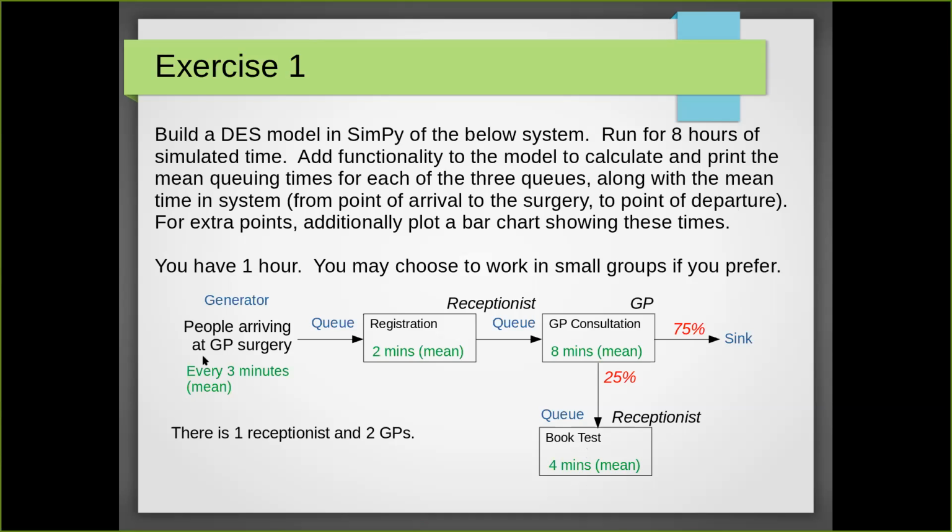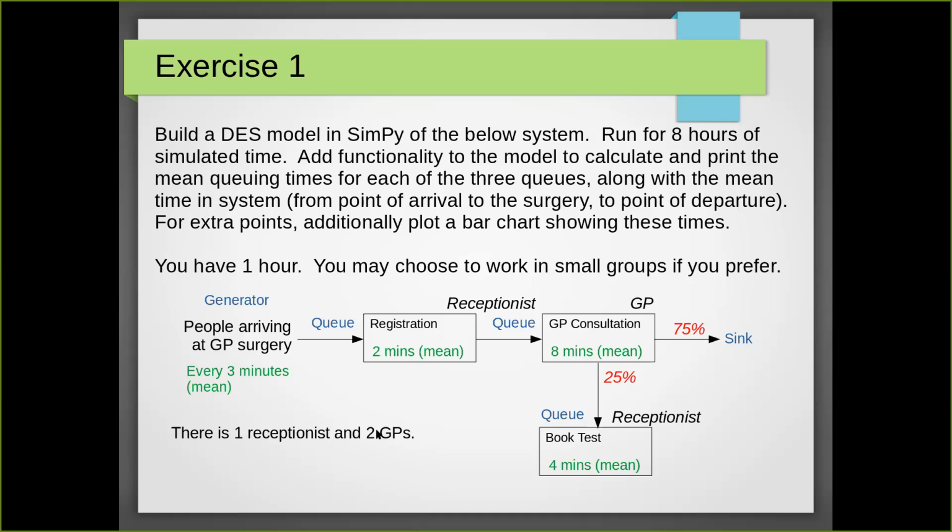So people arriving get registered, and we need the receptionist to do that. Then they wait to see a doctor, and they spend an amount of time with the GP, and then 3/4 of them will leave the system, but a quarter of them will then queue to book in a test. So here we've got an example of 2 different activities that are served by the same resource. The receptionist is registering new patients as they come in, but they're also booking tests for a quarter of them.